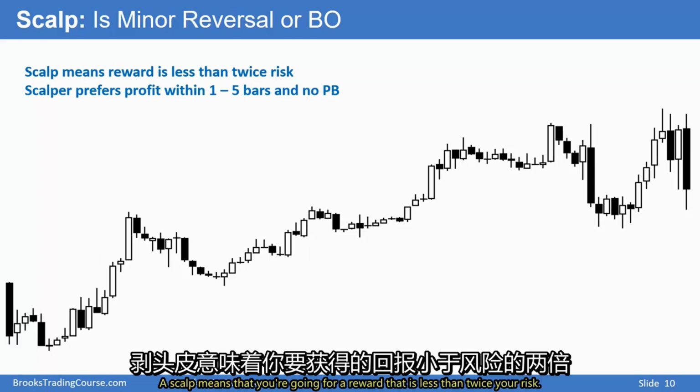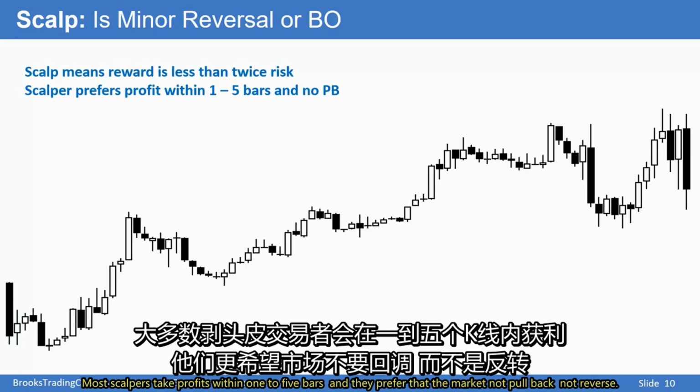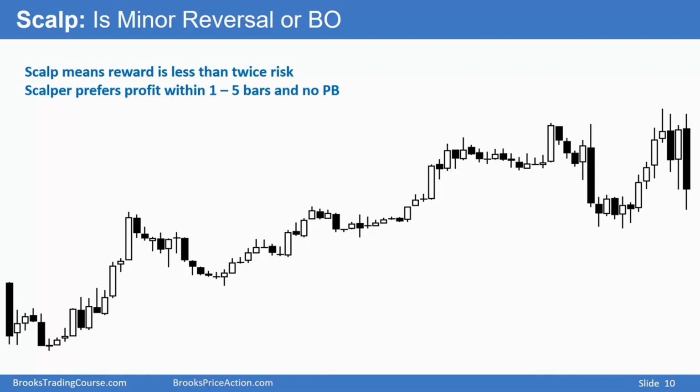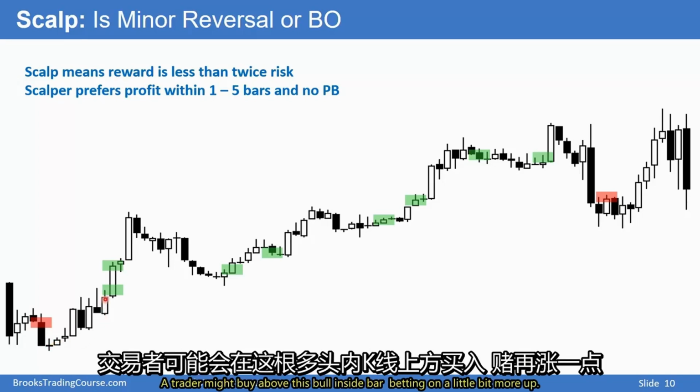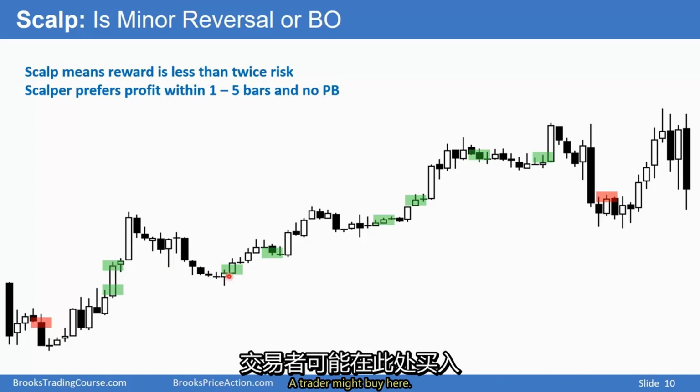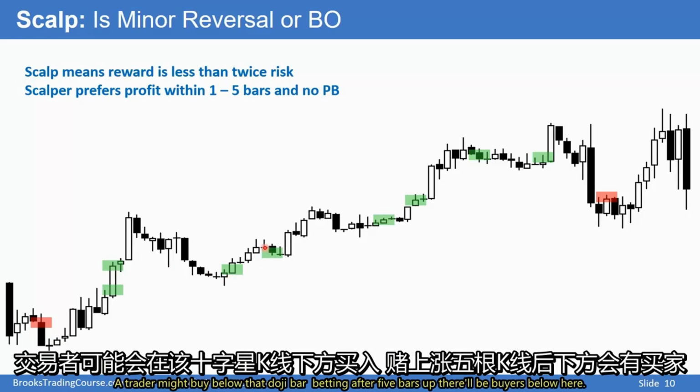A scalp means that you're going for a reward that is less than twice your risk. Most scalpers take profits within 1 to 5 bars, and they prefer that the market not pull back, not reverse. For example, a trader might sell below the low of this bear bar and then scalp out. A trader might buy above this bull inside bar, betting on a little bit more up. A trader might buy this close. A trader might buy here. A trader might buy below that doji bar, betting after 5 bars up, there'll be buyers below.